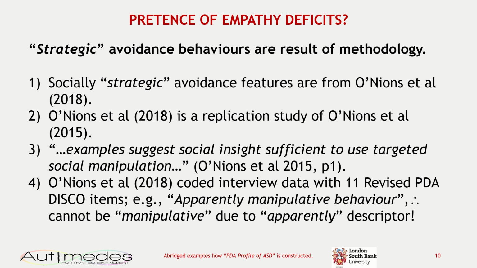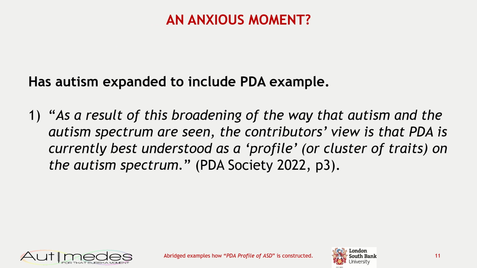And it matters because the previous study viewed the social avoidance behaviours to be manipulative. Just quoting the abstract from the 2015 paper, it says that examples suggest social insight sufficient to use targeted social manipulation. And that's reflective of the literature at the time, around 2015, 2016 and before, that PDA has intact or relatively intact theory of mind, and social avoidance behaviours are manipulative. So yeah, I'm going to move on to the next example.